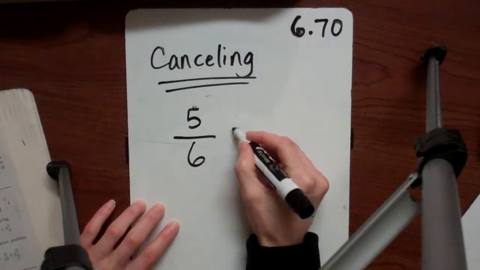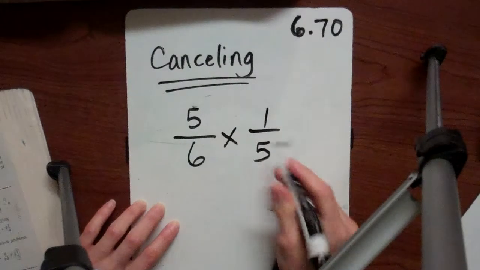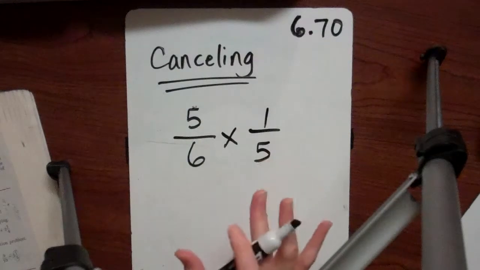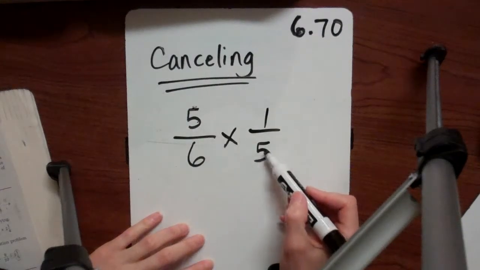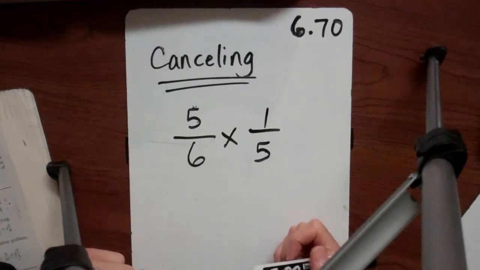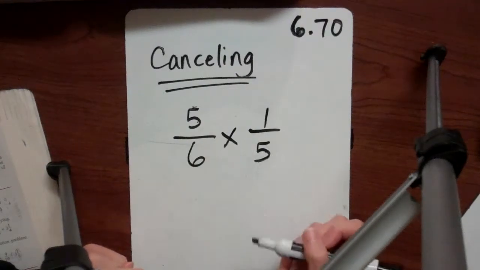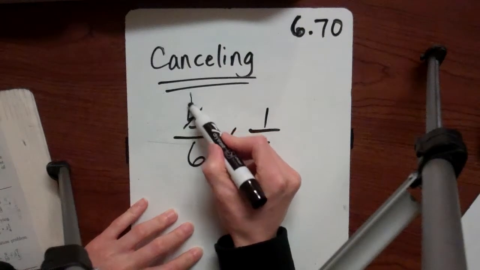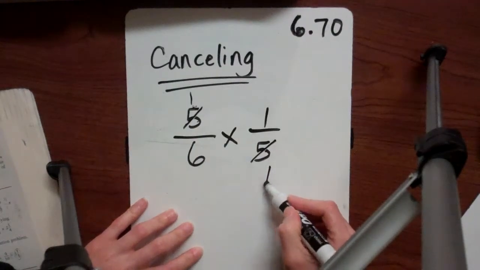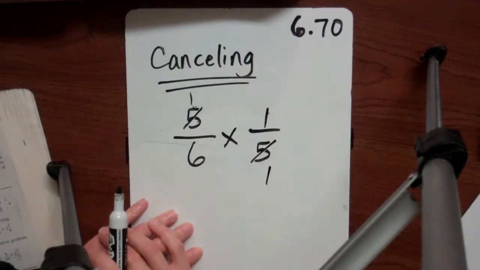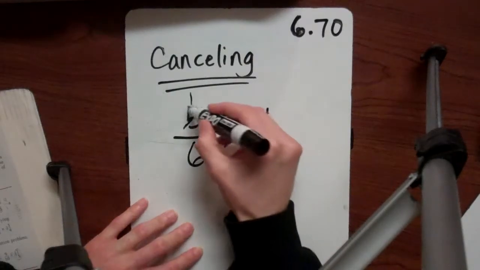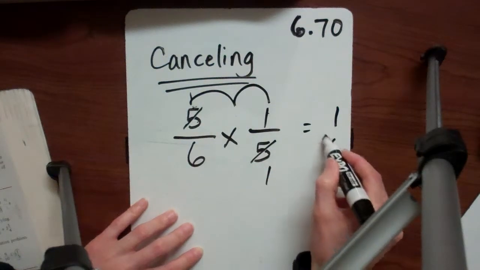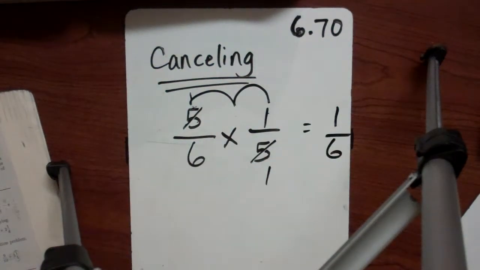5/6 times 1/5. And this kind of looks almost like the other one did. Hopefully you see right off that 5 and 5 will reduce. What number will go into both 5 and 5? And 5 will go into both of them. So 5 will go into 5 one time. Same thing here, one time. 1 and 6 do not work. We can't think of anything. So 1 times 1 is 1. 6 times 1 is 6. So our answer would be 1/6.